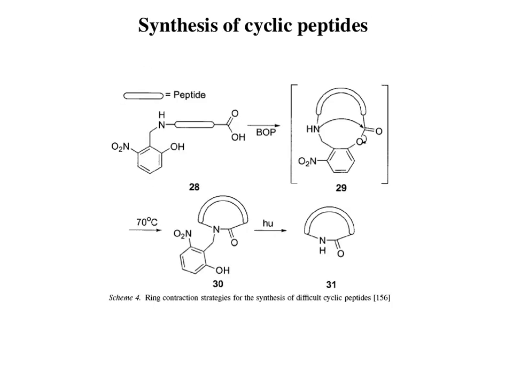So this uses a ring contraction strategy for synthesis of difficult cyclic peptides. Here you have your peptide sequence. Now you're using BOP, and so what's happening is you're closing this in and stabilizing this so that you can allow for intramolecular cyclization, forming the cyclic peptide, and then through light removing this to generate the ring. So it's literally you're using a larger ring to contract and stabilize the other ring.